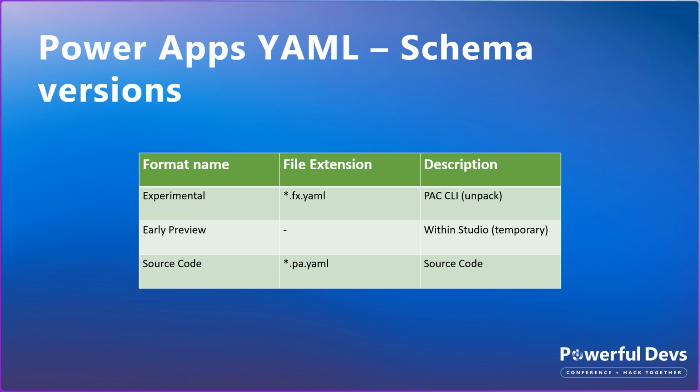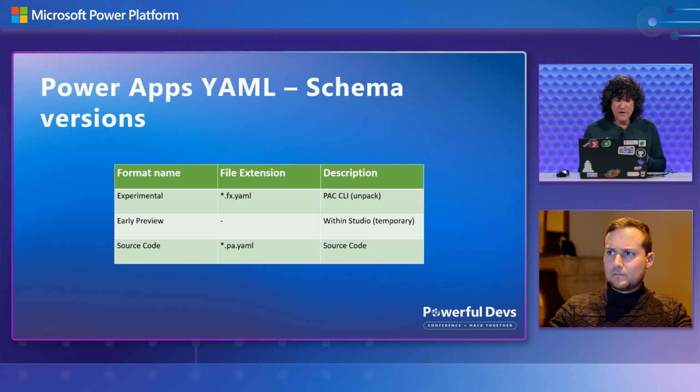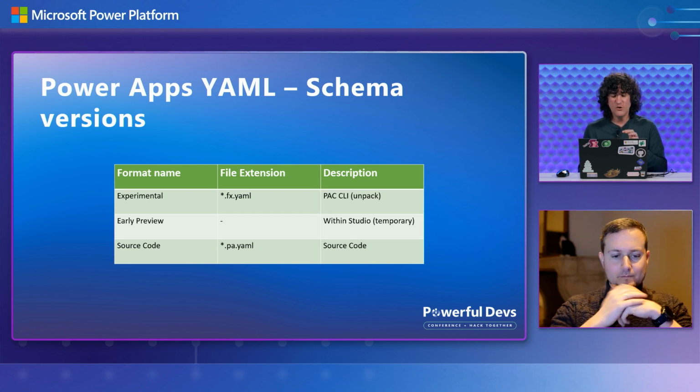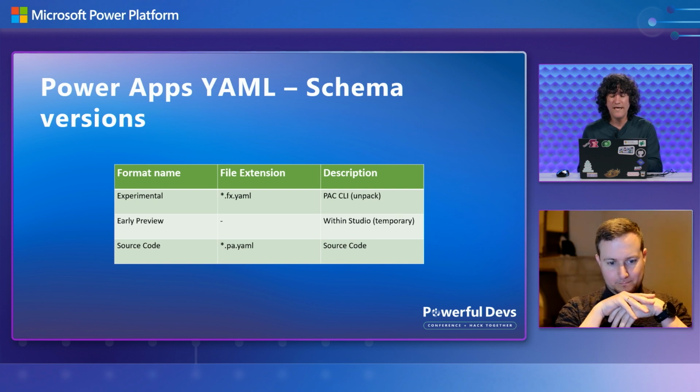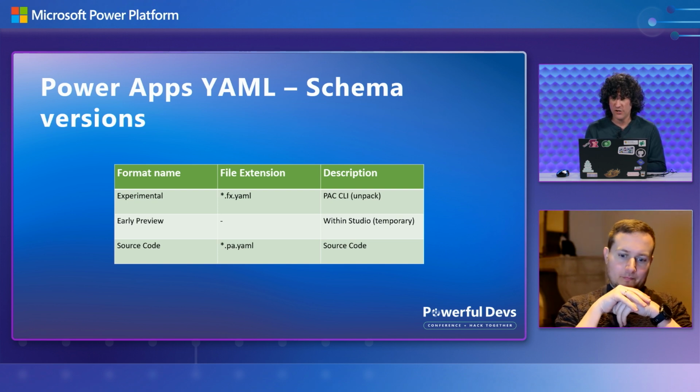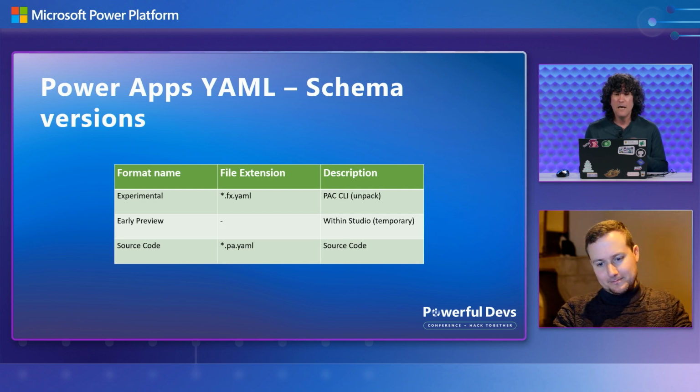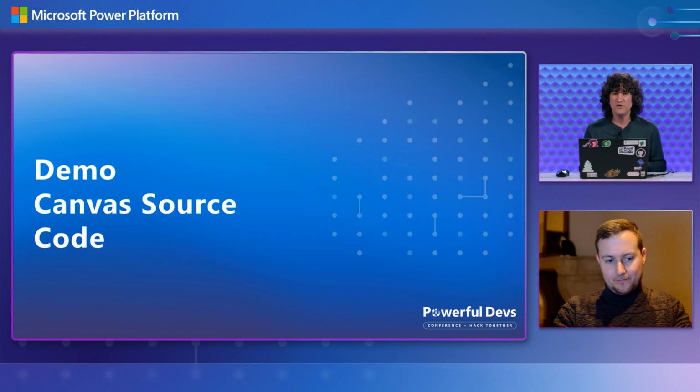So I just want to show this before I jump into the demo, so we see on my machine how it works. Keep in mind, if you are using the experimental format, you will get a fx.yaml file. That's how you know you're using PackCLI. Don't use that. Use pa.yaml files with the Git native integration. Okay, there are more details in the documentation. You need to know these formats exist, but let's see in practice. Let's see on my machine how it works.